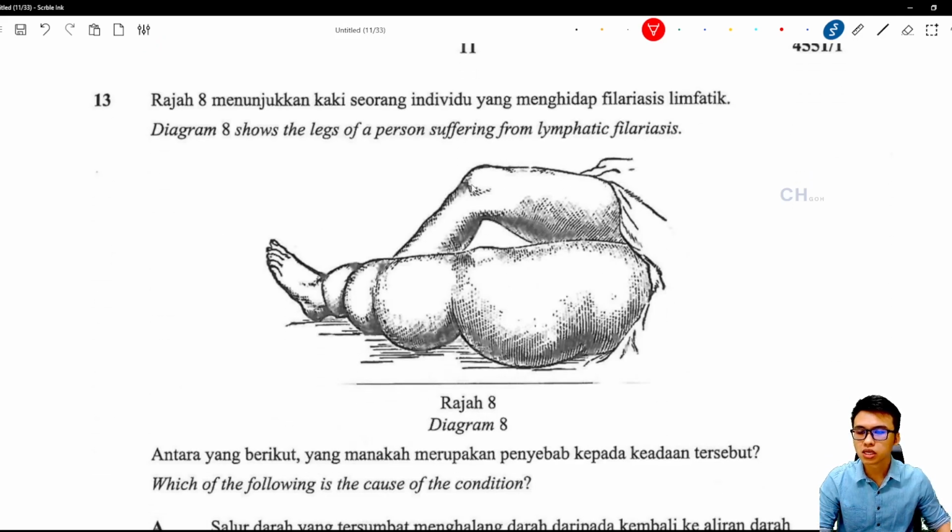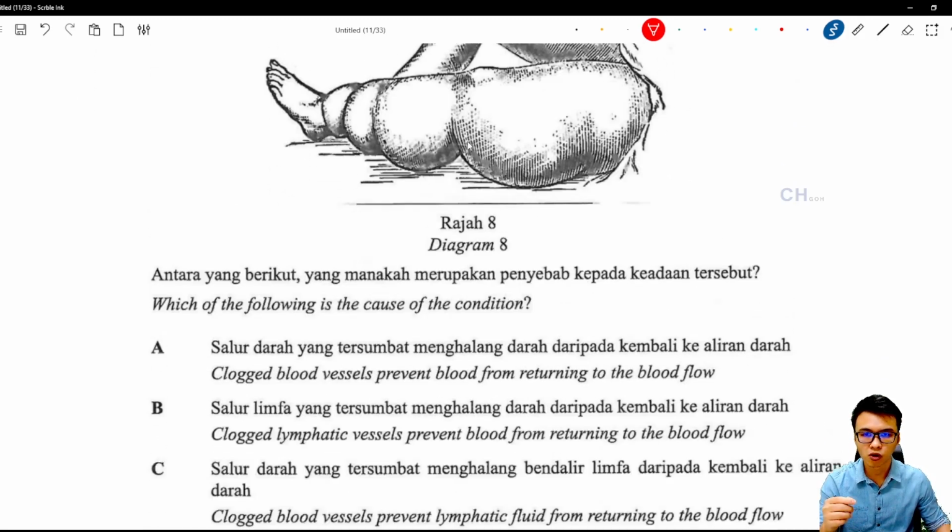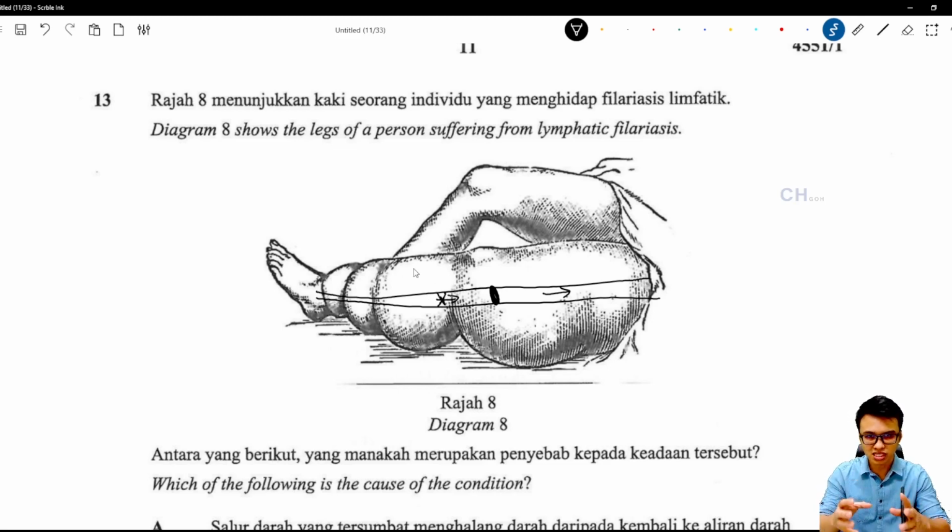Let's continue. Diagram 8 shows the leg of a person suffering from lymphatic filariasis. Which of the following is the cause of the conditions here? We learned this before, guys. Our tissue fluid is going to be sent back to our body through the thoracic duct and the lymphatic duct. But if there is a parasite trying to clog the lymphatic vessels, the lymph is not going to flow back to our body. So this lymph or tissue fluid is going to be accumulated in the leg. So you will see the legs start to swell like this.